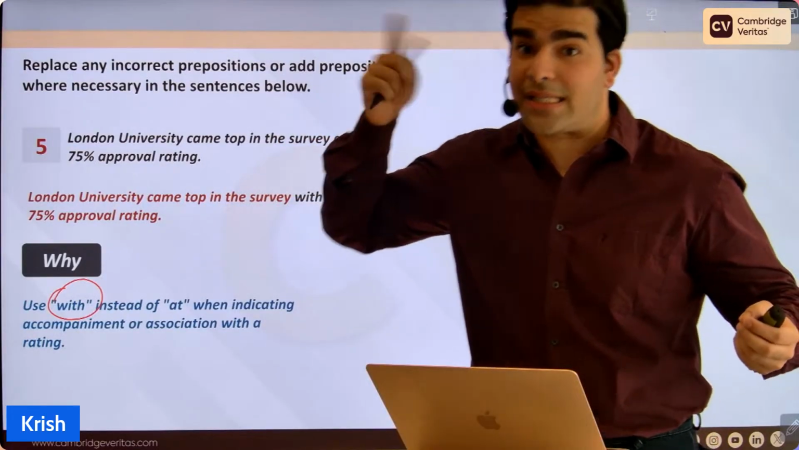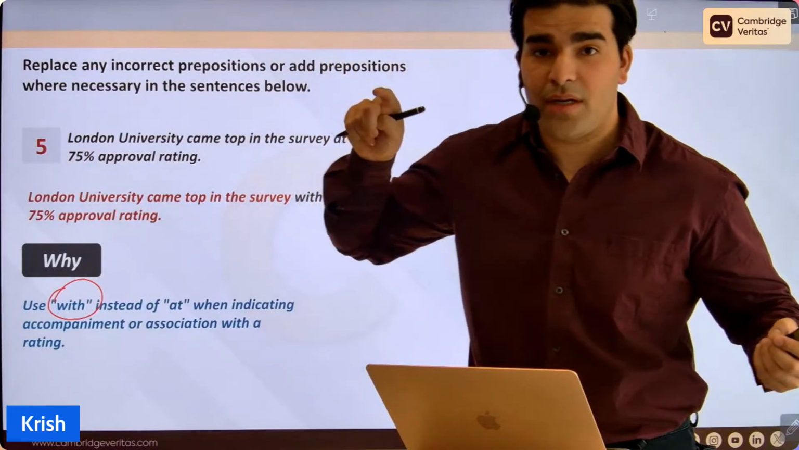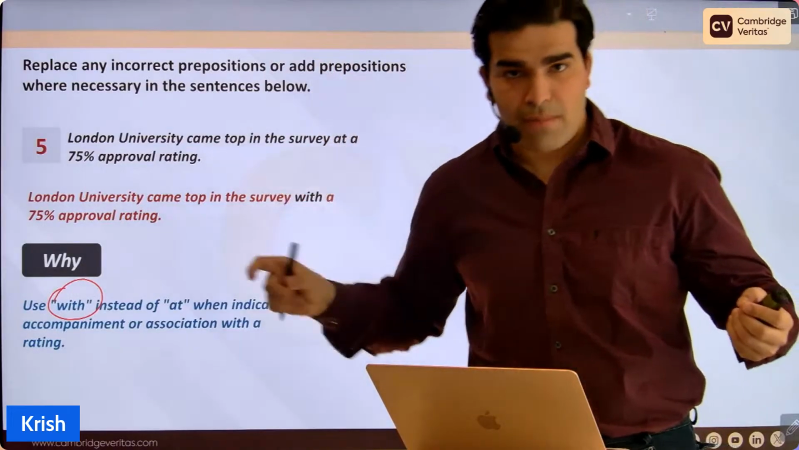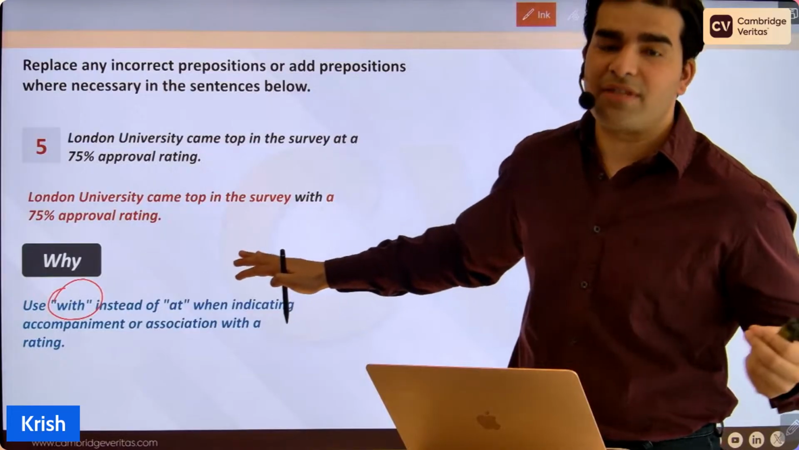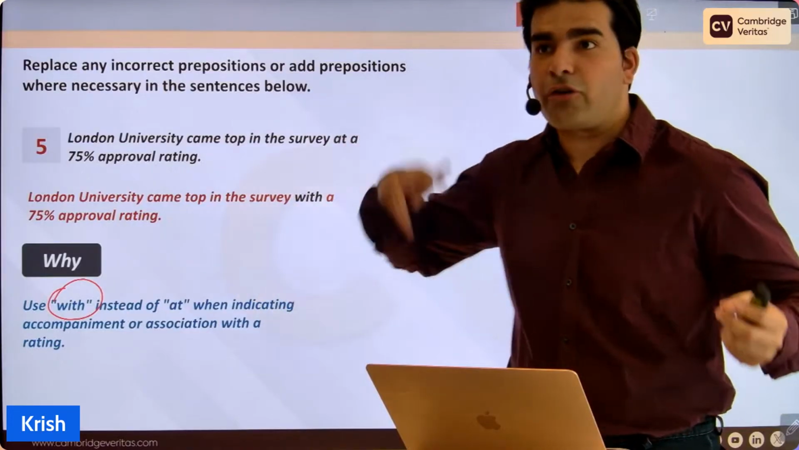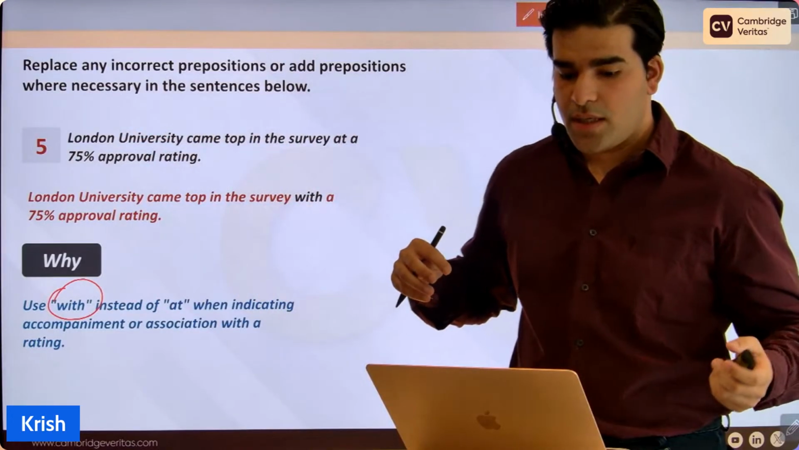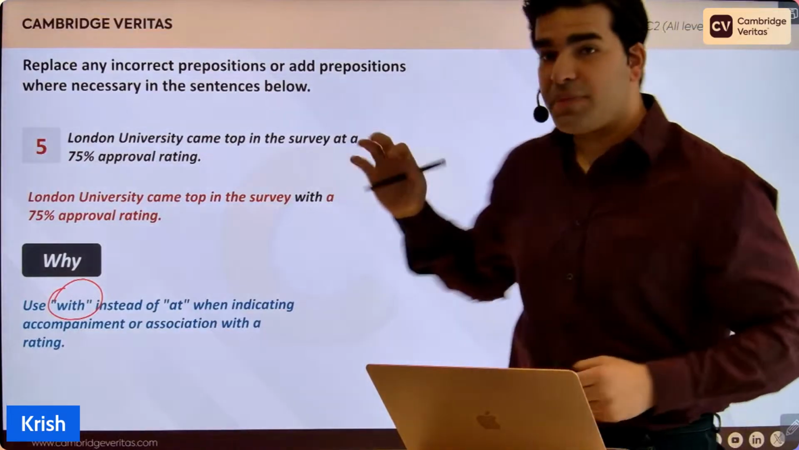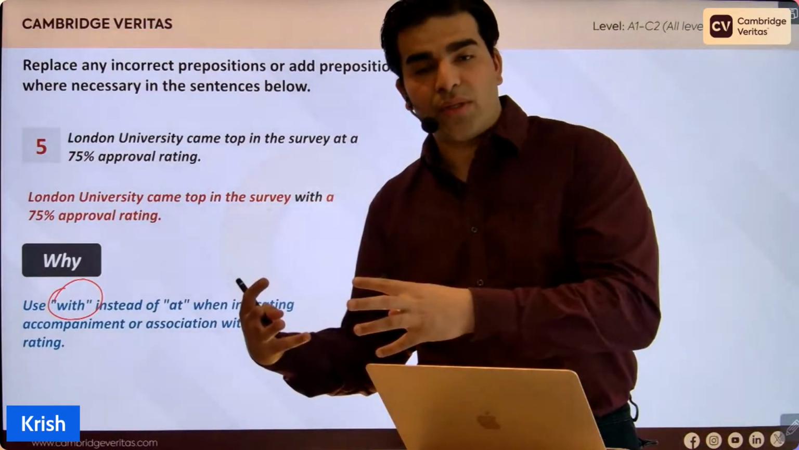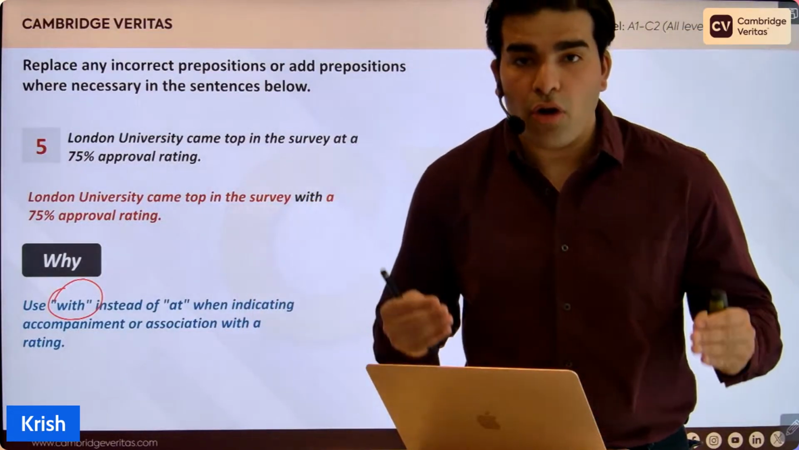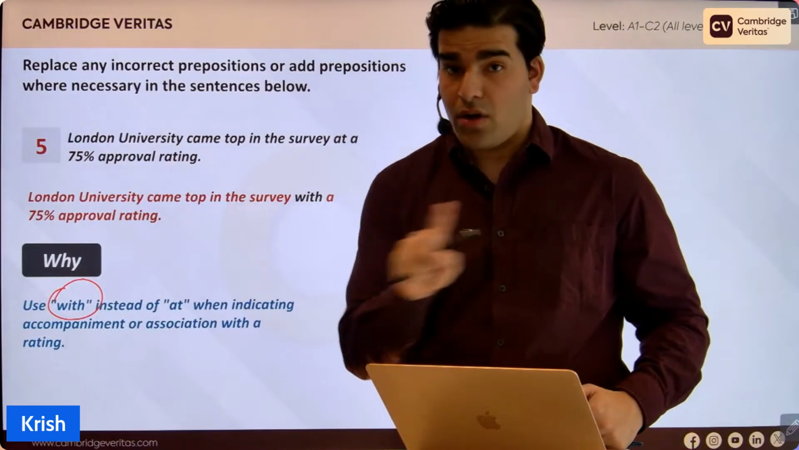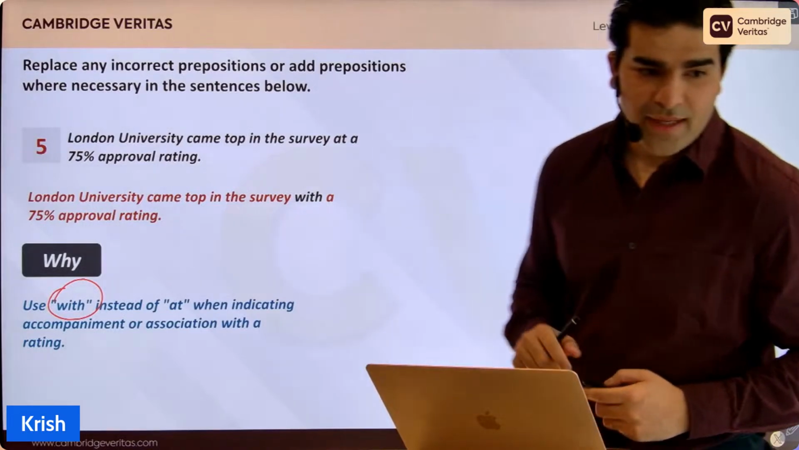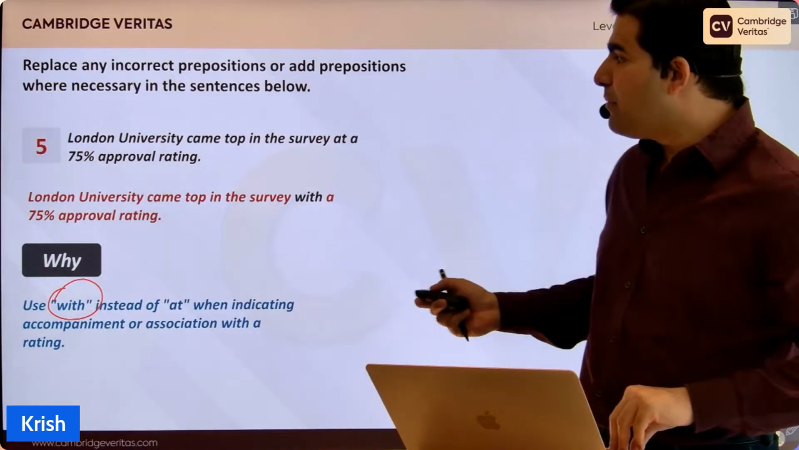It's not a particular stage or hierarchy, remember? So it is association of a number, which is percentage, which is with a 75% increase, something like that. Yeah. So along those lines, remember percentages associated with something are always used with the preposition with, not at. Okay, thank you. So that is number 5.